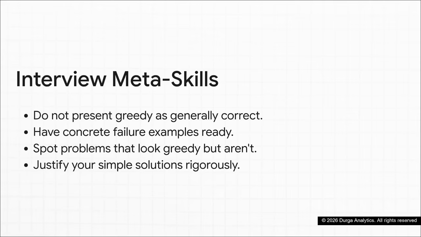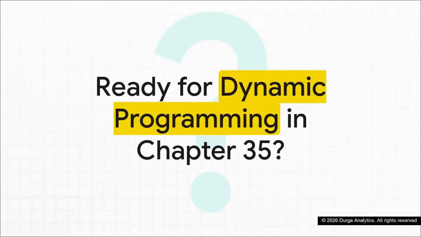Third, train yourself to spot problems that look greedy but actually aren't. And fourth, justify your simple solutions rigorously. In a high-stakes interview, spotting a problem that merely looks greedy and demonstrating the judgment and honesty to reject it and switch to dynamic programming is exactly the rigor that separates strong candidates from the rest. It shows you think like a seasoned architect, not just a junior coder writing the very first loop that pops into their head. So, what's our final takeaway?